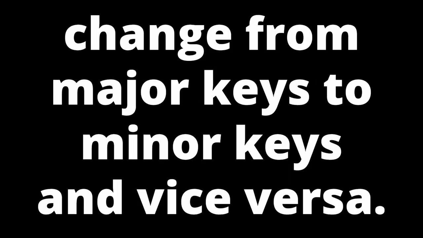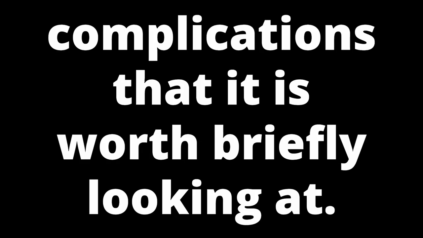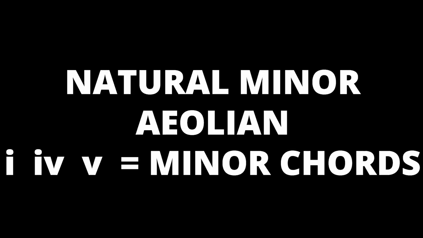As we mentioned earlier, you can also change from major keys to minor keys and vice versa. As before, we're looking for chords in common to use as a pivot. But minor keys come with a few more complications that it is worth briefly looking at. We once again want to establish the destination key after our modulation. In natural minor / Aeolian keys, the 1, 4 and 5 chords are minor chords. The 4-1 plagal cadence still works, so you could consider using that to reinforce your new tonal center. For the strongest reinforcement, you will often see the major 5 dominant 7th to 1 change. This uses the major 5 dominant 7th chord rather than the minor 5 chord.